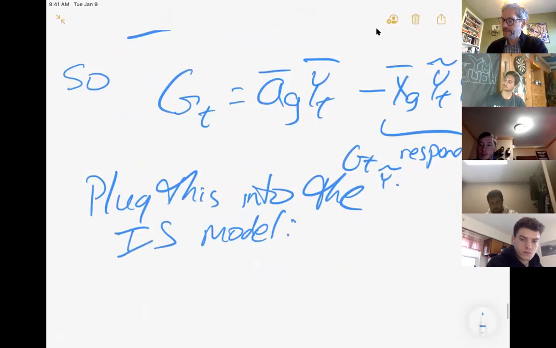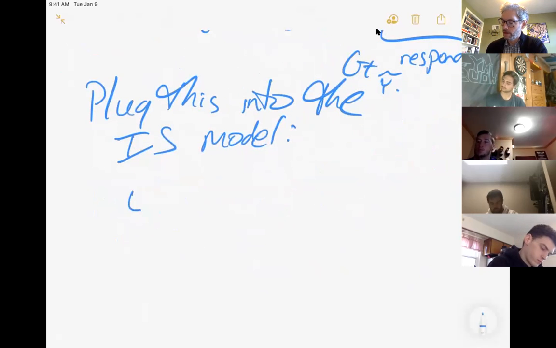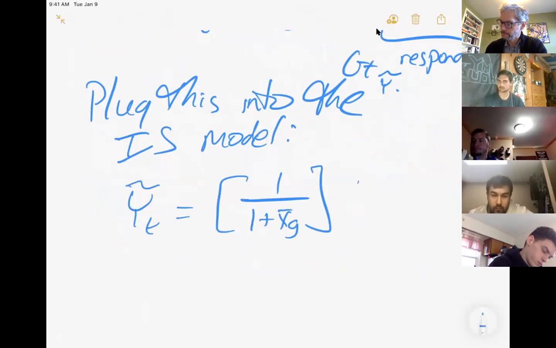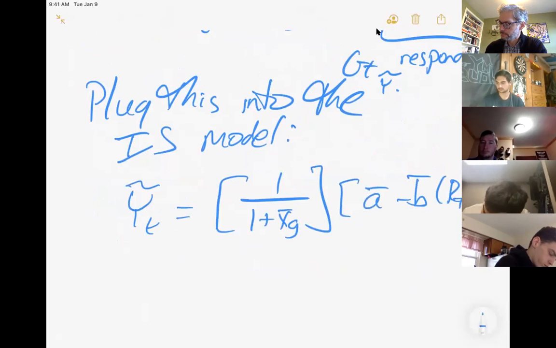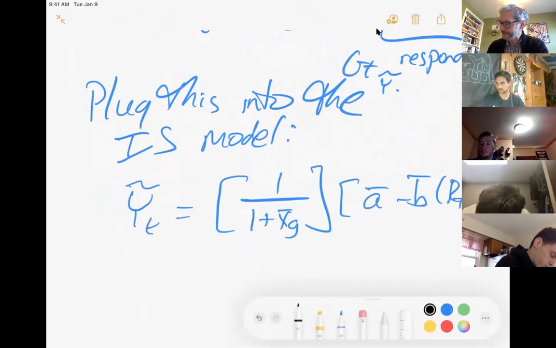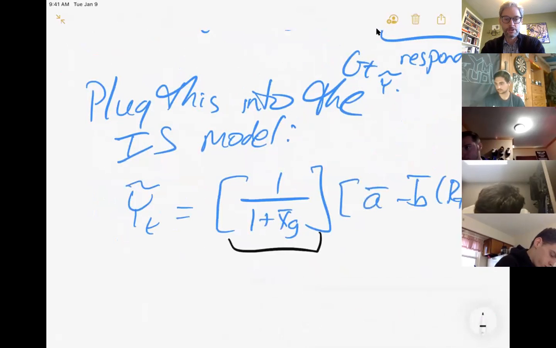What happens if we plug this into the IS model? What do we get? Well, once again, we get a similar result here. Similar, but not the same. Because notice what's happening here. Before, this is 1 over 1 minus x bar. Now it's 1 over 1 plus x bar. In other words, instead of being greater than 1, now this is less than 1.